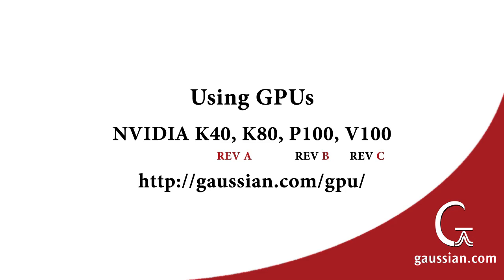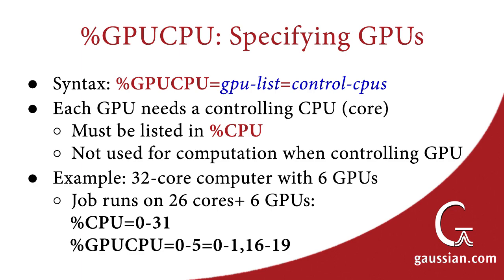Gaussian 16 can also take advantage of supported graphics processing units, GPUs, that are present on the computer. Our website contains a detailed discussion of using GPUs with Gaussian, including supported models, determining the GPU resources available, and best practices. Here, we will discuss the Link0 command %GPU-CPU that is used to specify GPU resources.